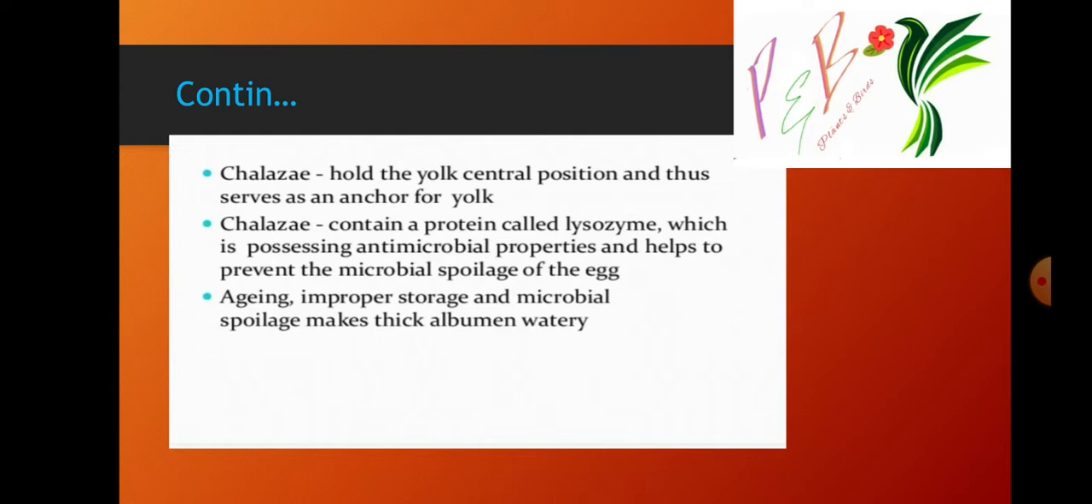Aging, improper storage, and microbial spoilage make thick albumin watery. If dangerous microbes enter, the thick albumin becomes watery.